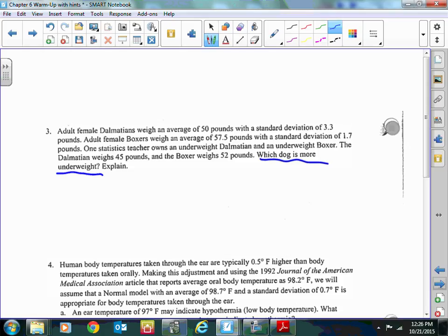So you're going to want to get a z-score for the Dalmatian and a z-score for the boxer. And how would you determine which one is more underweight? Not by percentage. Which one is the farthest below the mean? Which z-score is farthest below the mean?